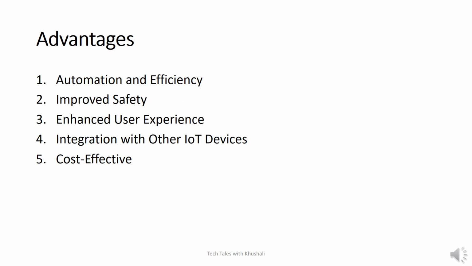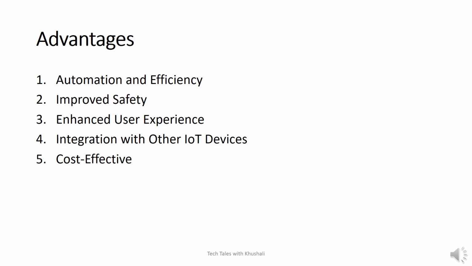Let's discuss a few of its advantages. First is automation and efficiency. These sensors allow for automated hands-free operation in many IoT systems. For example, they can trigger lights or doors to open when a person approaches. It is also helpful in detecting the presence of people or objects. They even help in energy saving systems.